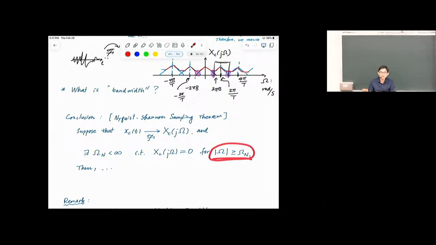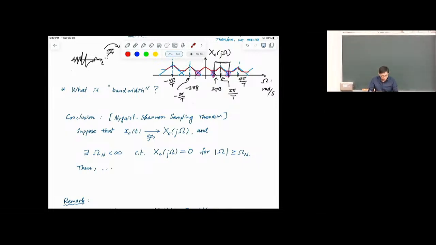Is that clear? This is the way we describe that a signal has a finite bandwidth. The bandwidth is finite. Suppose that there exists an upper bound such that the spectrum is equal to 0 for any frequency that's higher, on both sides, negative or positive. For any frequency higher than this upper bound, the spectrum vanishes to 0. That's a way to talk about a signal which has a finite bandwidth.